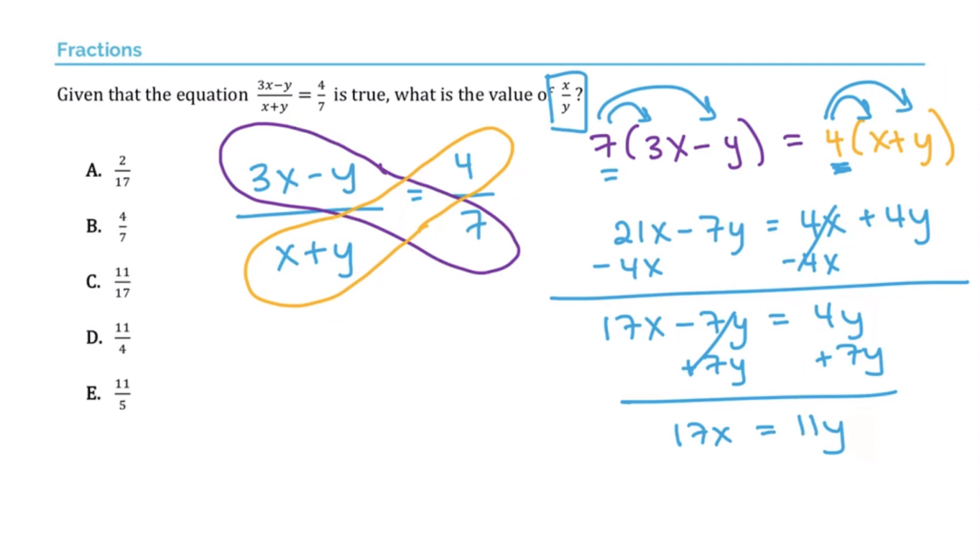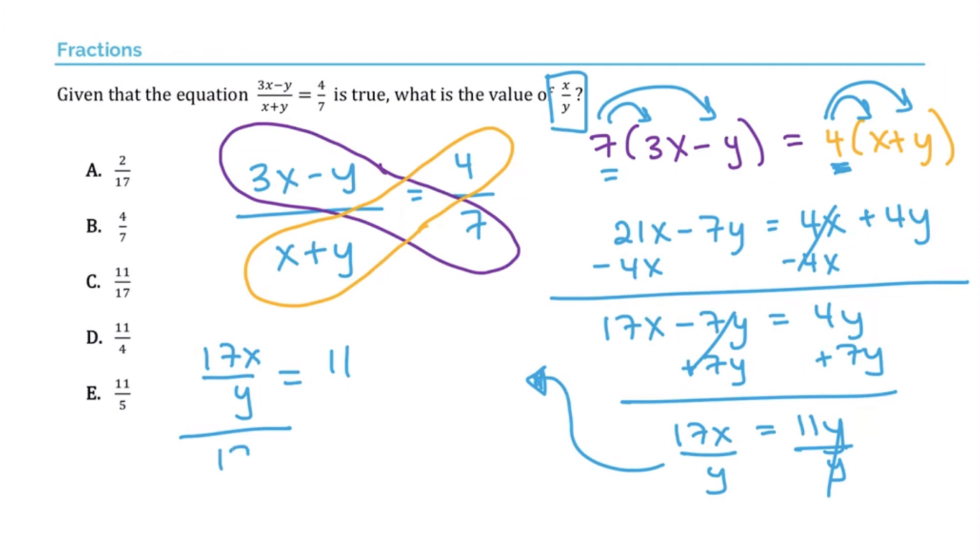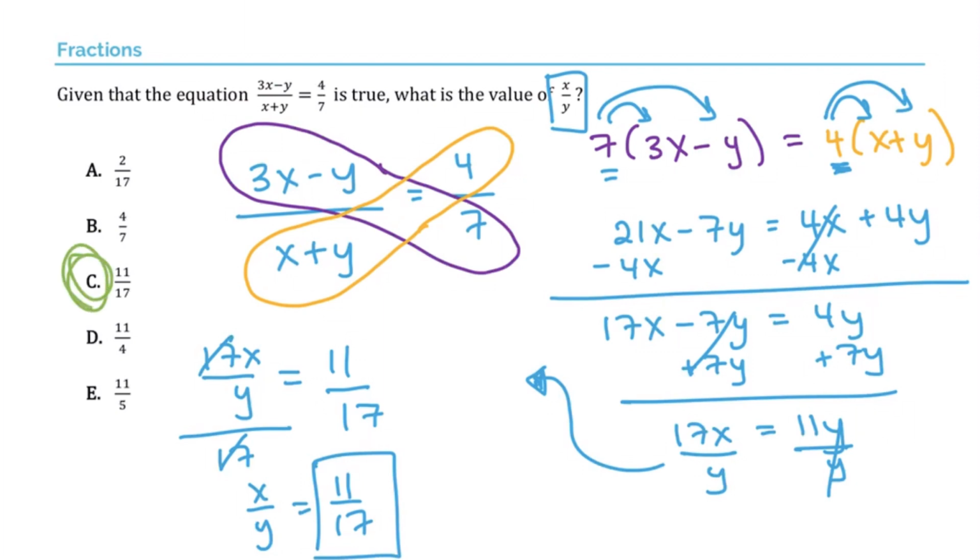Now remember, I'm trying to get x divided by y. So the next thing I'm going to do is divide by y on both sides. I'm going to kind of bring this over here to have a little more room. So I'm left with 17x divided by y equals, remember when I divide by y they cancel on that other side, it equals 11. So my last step to get x divided by y alone is because I am multiplying by 17 on the left side. I'm going to do the opposite and divide by 17 on both sides. So that will cancel. I'm left with x over y equals 11 over 17. And the right answer is C.